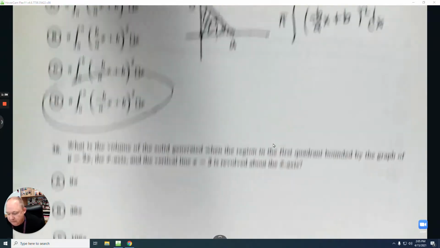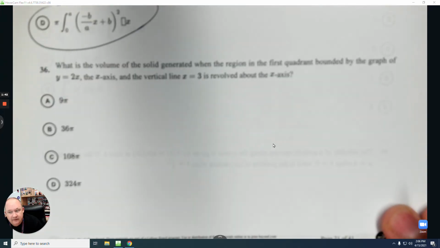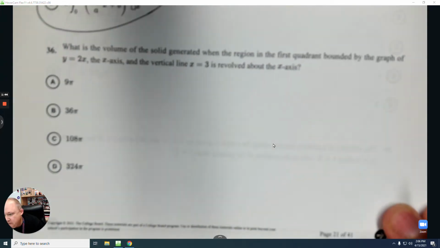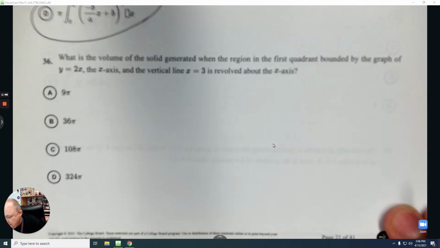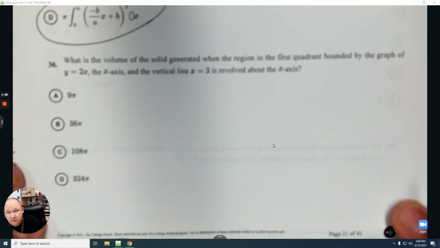Number 36. What is the volume of the solid generated when the region in the first quadrant is bounded by the graph y equals 2x, the x-axis, and the vertical line?